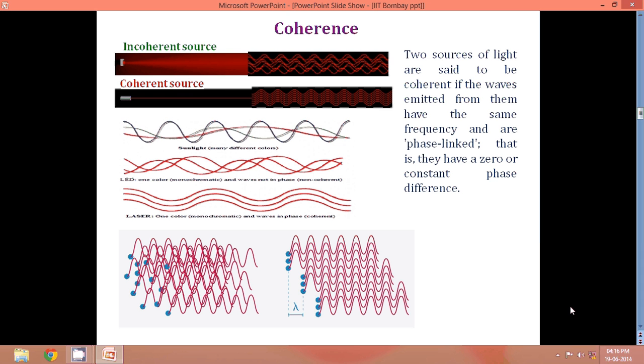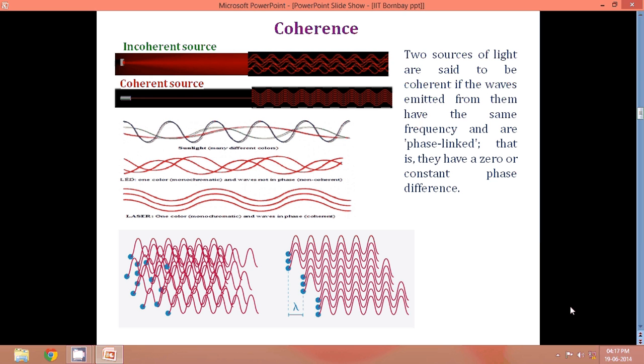The sunlight consists of a large number of wavelengths and they don't maintain the phase relation. Hence, it is an incoherent source. In the case of an LED also, the light waves are not in phase, therefore they are incoherent.